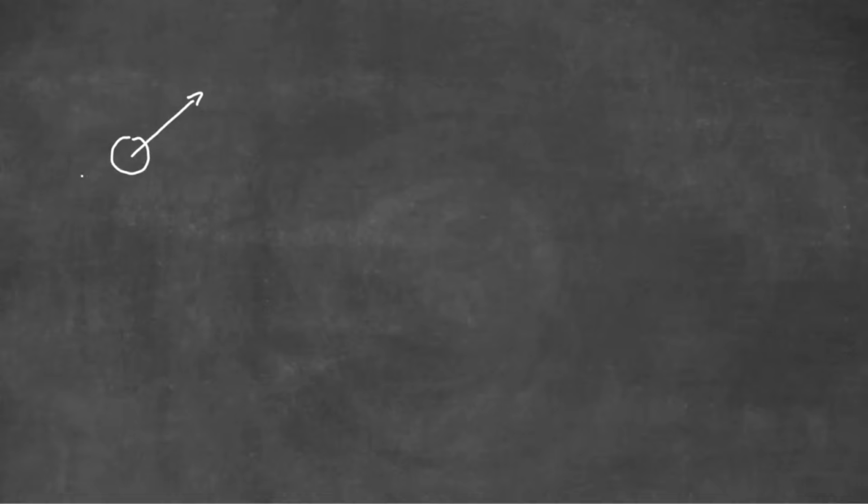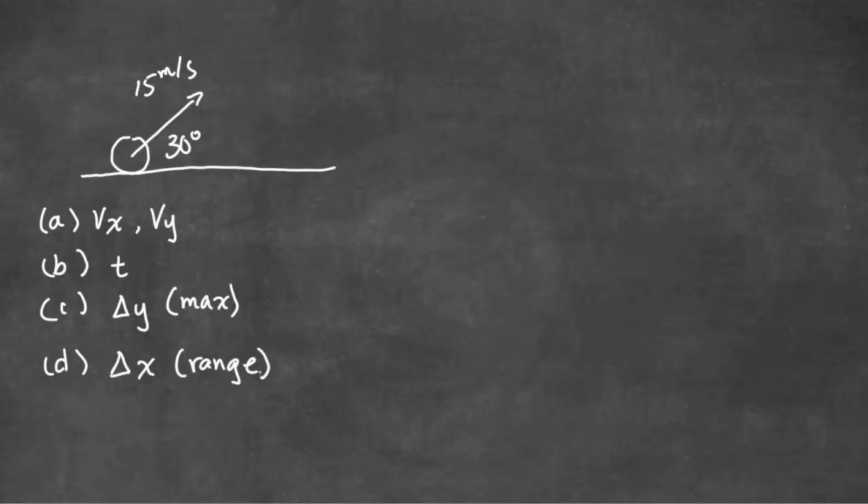Here we have a ball that we're kicking at an angle, and the ball is getting kicked at a speed of 15 meters per second at an angle of 30 degrees above the horizontal. We want to first calculate the initial velocity, the initial horizontal velocity, and the initial vertical velocity. So we need to do a little bit of trig.